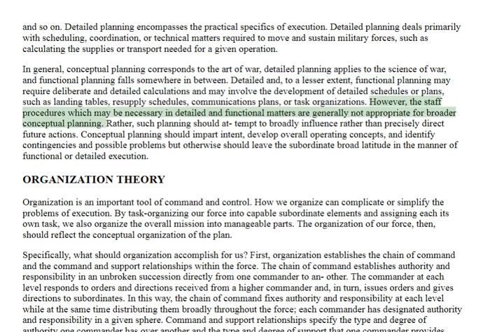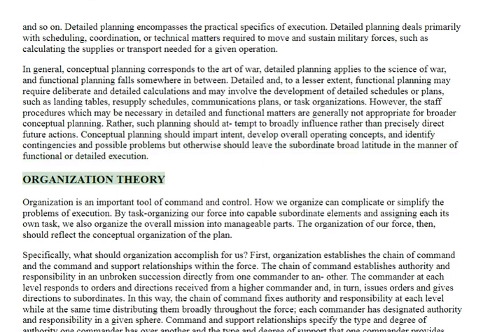However, the staff procedures which may be necessary in detailed and functional matters are generally not appropriate for broader conceptual planning. Rather, such planning should attempt to broadly influence rather than precisely direct future actions. Conceptual planning should impart intent, develop overall operating concepts, and identify contingencies and possible problems, but otherwise should leave the subordinate broad latitude in the manner of functional or detailed execution.